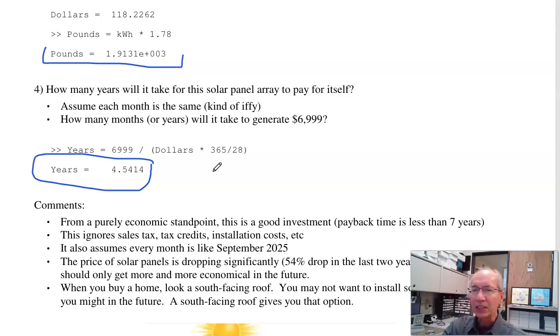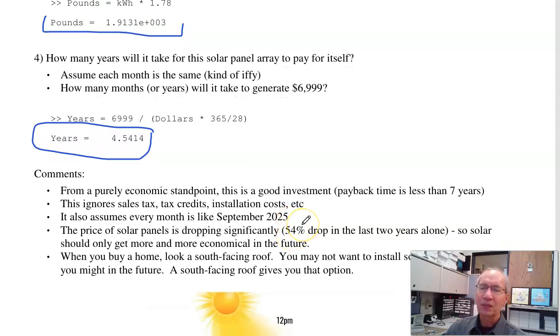There are a couple caveats. This is a little bit naive analysis. I assume every month of the year is like September. September is the equinox, so it's kind of a fair month. Some months are sunnier, some are less. If you wanted to, I could do analysis back to 1990. There's data on NDON going back for the last 36 years.